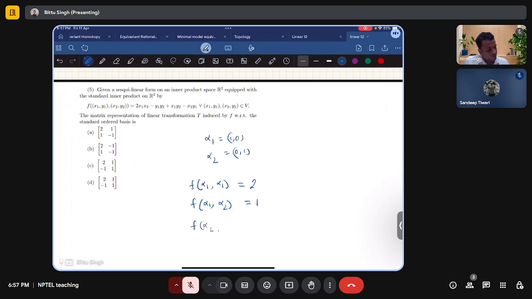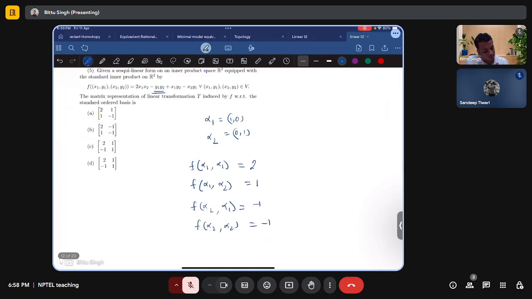Similarly, f of alpha 2 comma alpha 1. Alpha 2 means this is 0 1, this is 1 0. So only y1 x2 this product will survive. So where is this y1 x2 term? So this is minus 1, and f of alpha 2 comma alpha 2 means y1 y2 term. Coefficient of y1 y2 is minus 1. So those will survive.